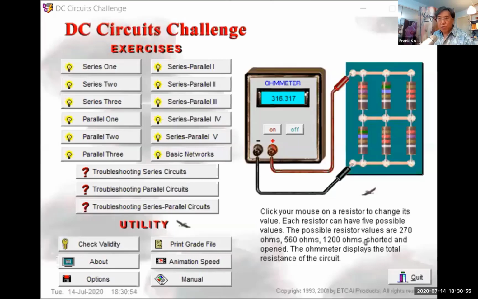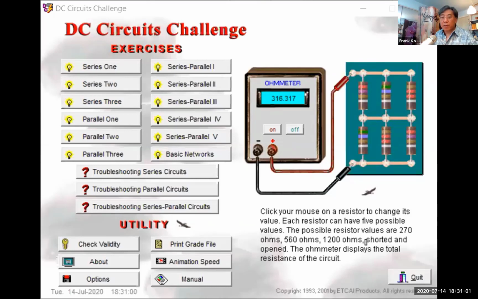Let me get to the other challenge. This is basic circuits, so I want to quit the basic circuits. I want to go to this other one. Close this guy, come here, and DC. All right, so now I would like for you to be able to see this guy. So can you see this new screen? This new screen shows DC Circuits Challenge. This is the other zip file.